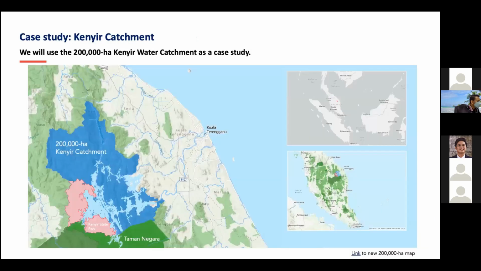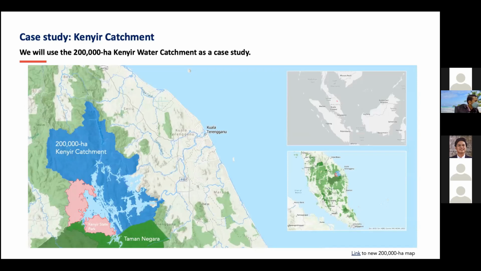So today we will use Kenyir as an example. This is the 200,000 hectare Kenyir catchment. Disclaimer before I go to the next slide: these are all just assumptions and suggestions based on numbers that are freely available. But I think today we use it as an exercise to test the new concepts that we have learned over the last 4 weeks on how to develop a carbon offset project.